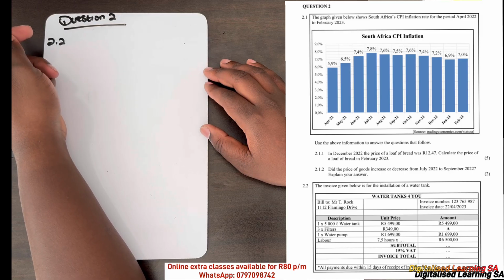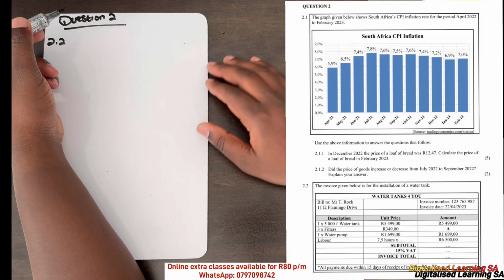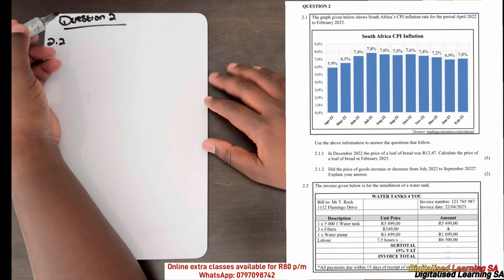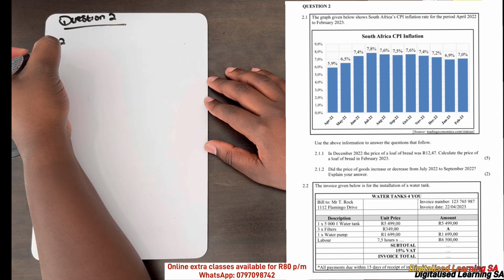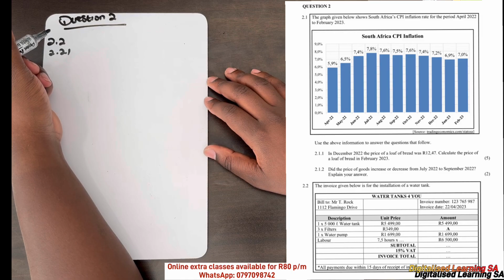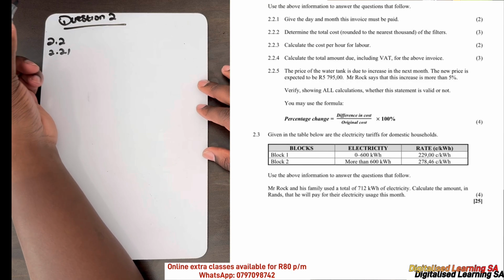And there is the address, the invoice number, the invoice date, and then we have 3 columns: the description column, the unit price column, and the amount column, right? So now let's go ahead and start working on our set of questions. The first question will be question 2.2.1. Question 2.2.1 says give the day and month this invoice must be paid.